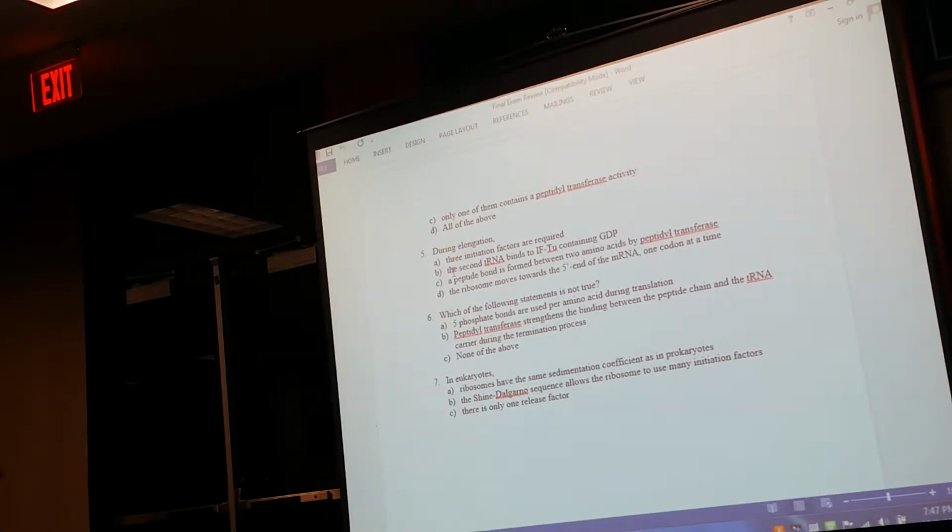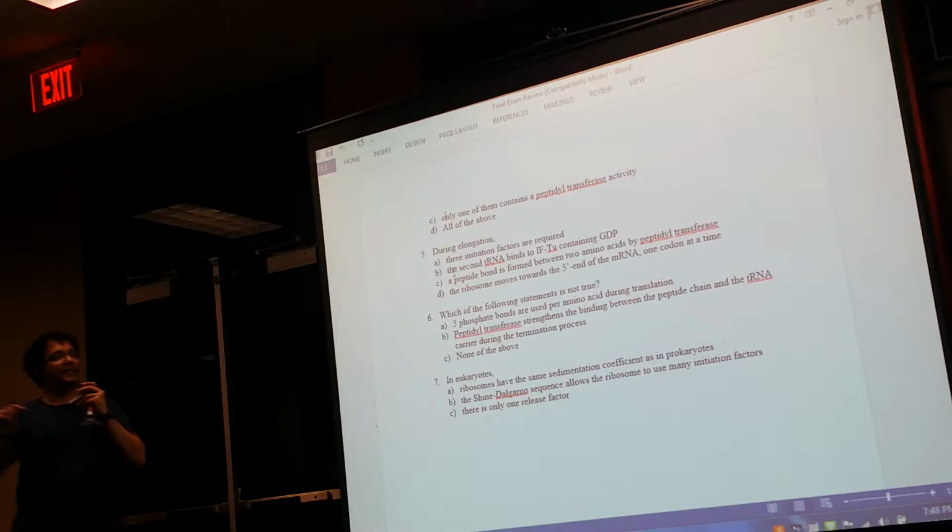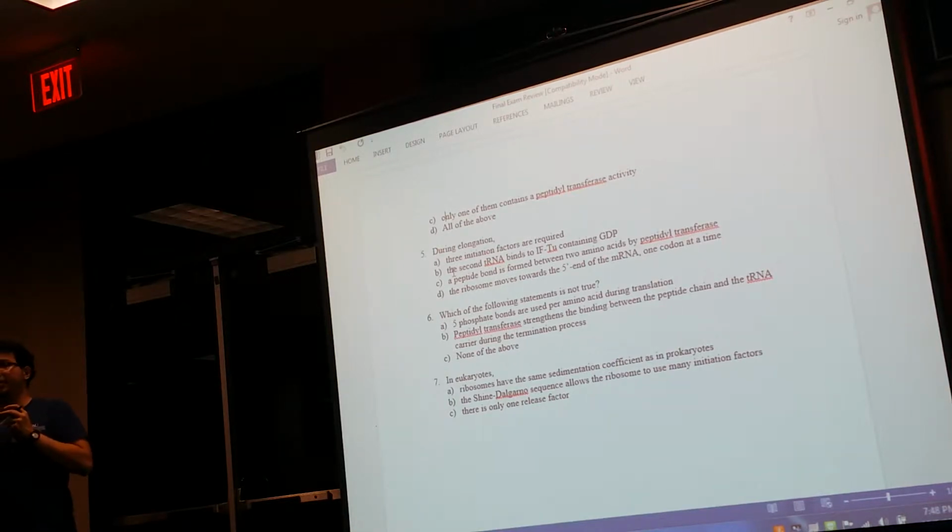During elongation, 3 initiation factors are required. That is not correct. 3 elongation factors are required. The second tRNA binds to the initiation factor, I think that was supposed to be EF2, that's my bad. EF2 containing GDP. So I'll edit that and put EF2, but is it GDP or GTP? GTP, so that one is incorrect.